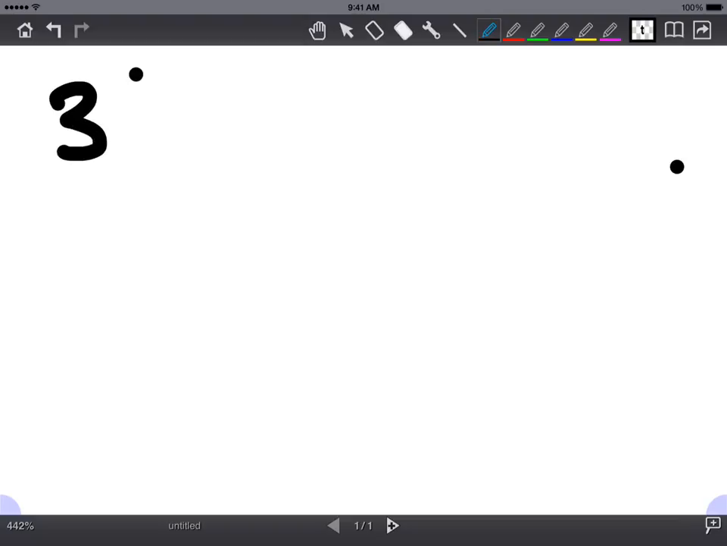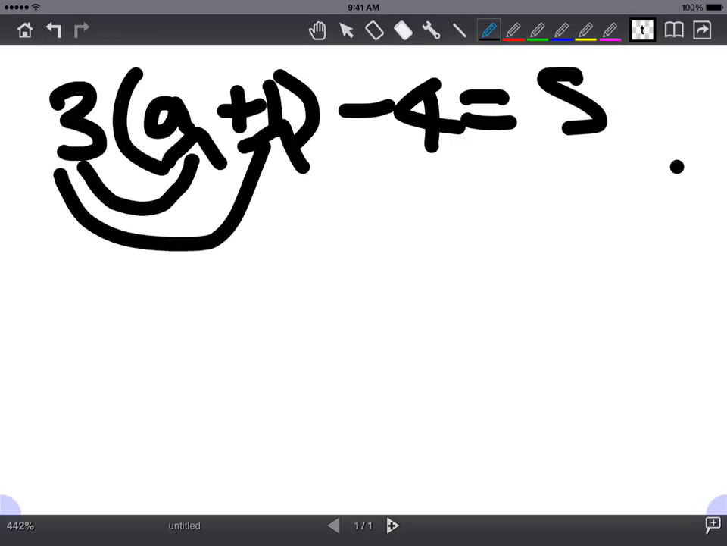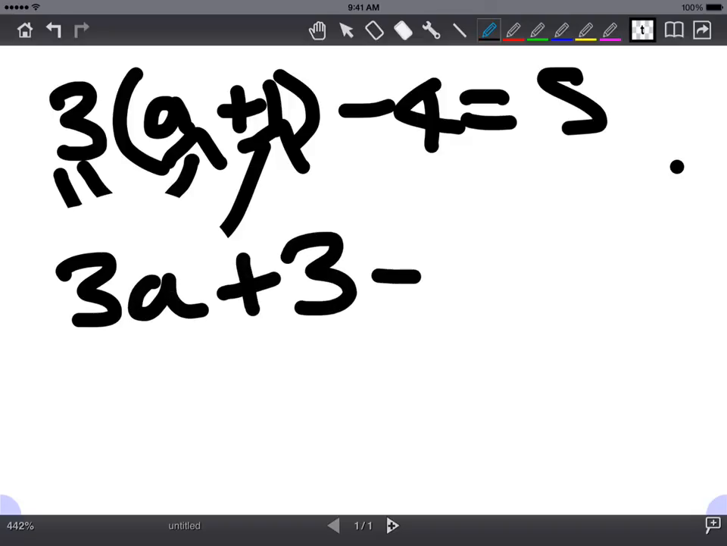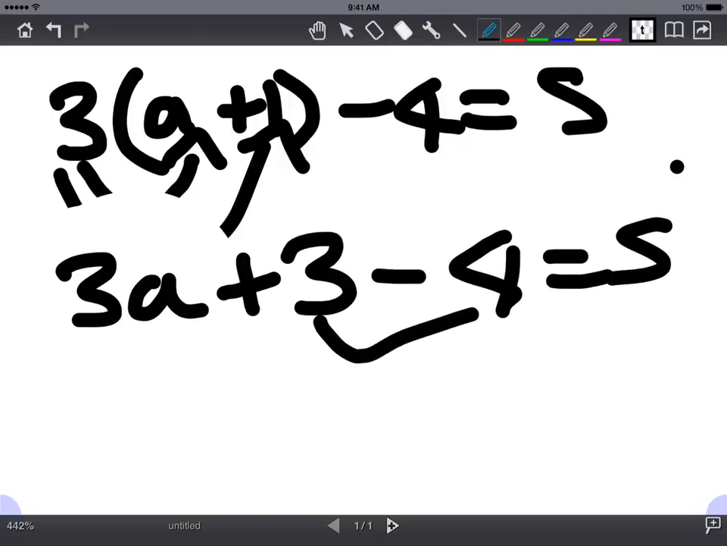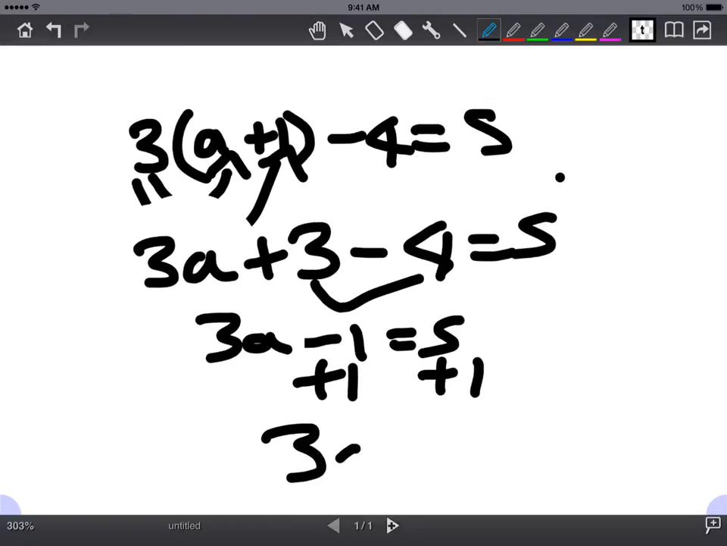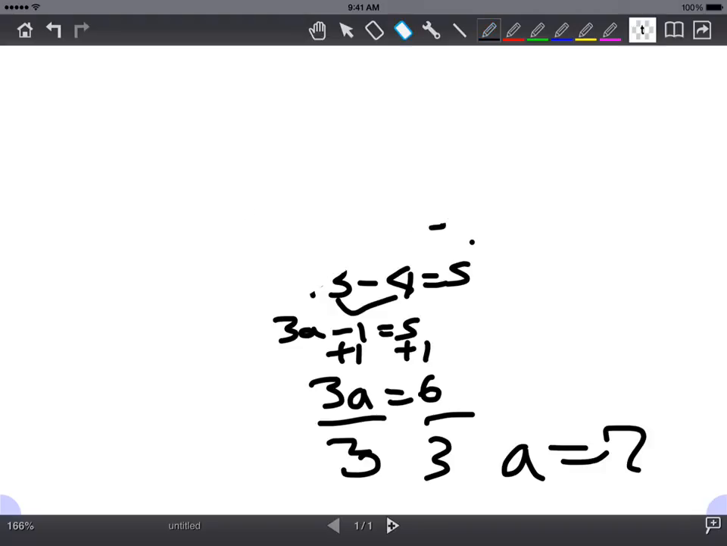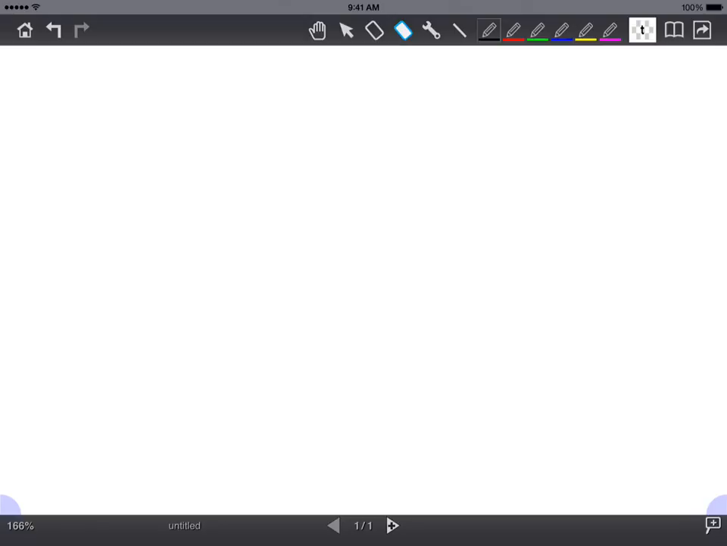So let's say we have 3 times (a plus 1) minus 4 equals 5. Now we need to distribute the 3 into the parentheses. We get 3a plus 3 minus 4 equals 5. We can group those. We get 3a minus 1 equals 5. We can add 1 to isolate the variable. We get 3a equals 6. We can divide by 3. We get a equals 2. Okay, that was also pretty easy.